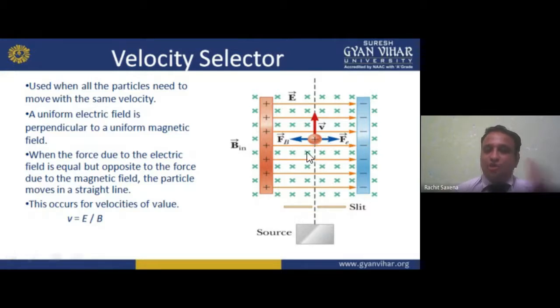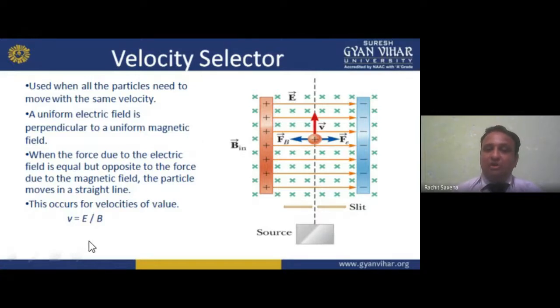So we have the uniform electric field and the non-uniform magnetic field. The uniform electric field is perpendicular to the magnetic field, and the particles move in a straight line. This occurs for what? Velocities of a particular value, my dear students. So I hope you understand.